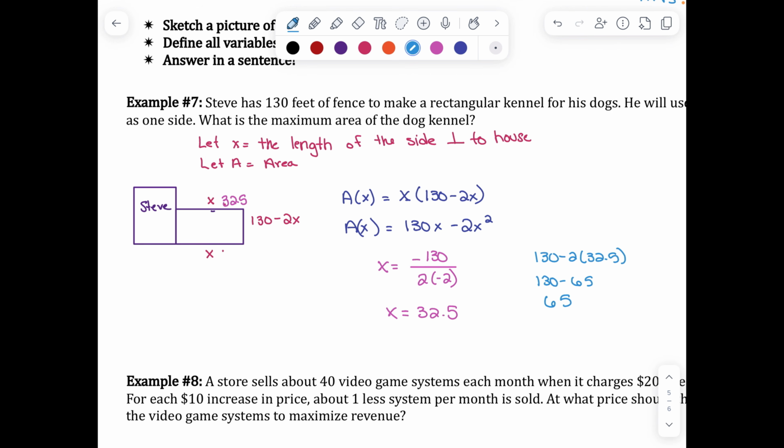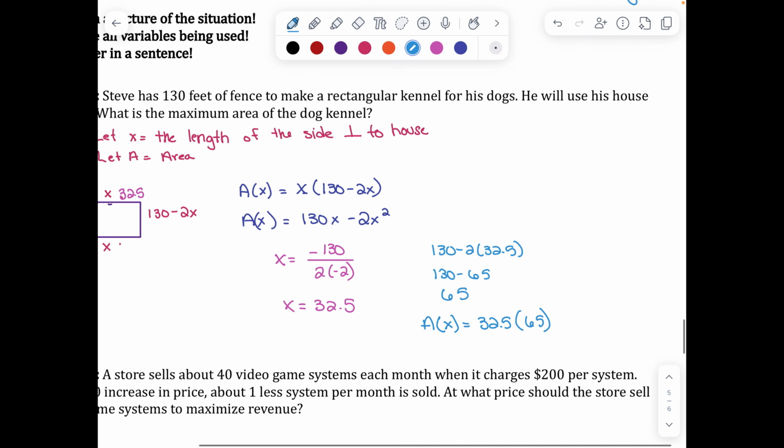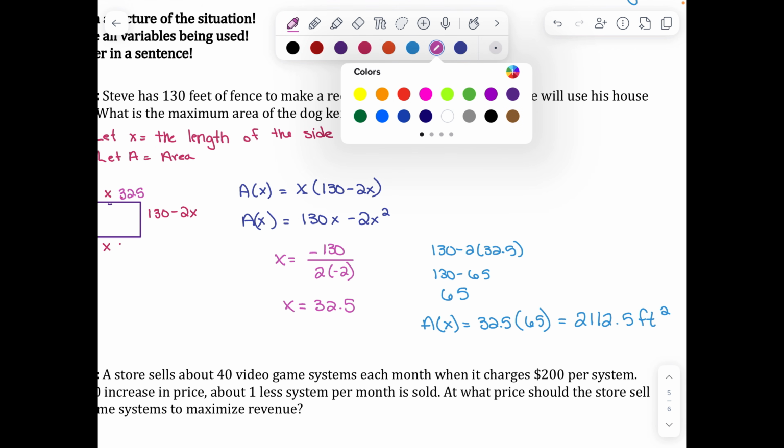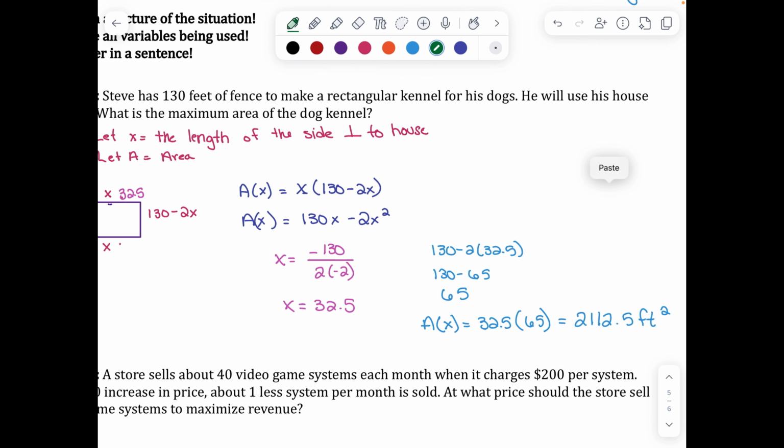To find the area, we're going to go ahead and multiply those two together. So we're saying 32.5 times 65. So our area here is just going to be 2,112.5 feet squared. I need to write that as a complete sentence. So the maximum area is 2,112.5.